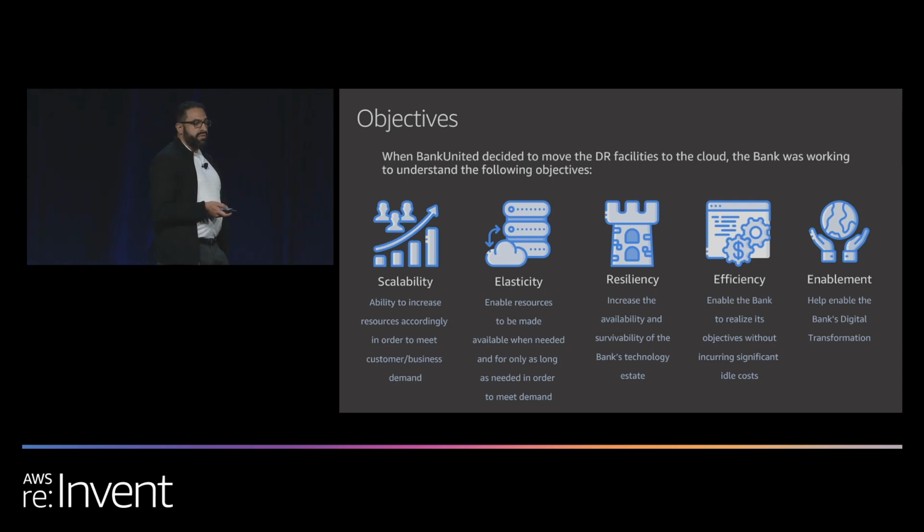When Bank United decided to move the DR facilities to the cloud, the bank was working to understand the following objectives. Scalability: ability to increase resources accordingly in order to meet customer and business demands. Elasticity: enable resources to be made available when needed and only as long as needed in order to meet demand. Resiliency: increase the availability and the survivability of the bank's technology estate. Efficiency: enable the bank to realize objectives without incurring significant idle costs. And enablement: help enable the bank's digital transformation.